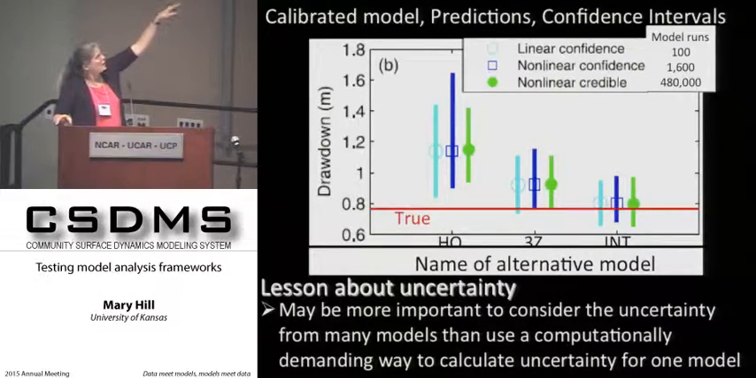What you can see here, the conclusion from this paper, Liu et al. 2012, is that the extra effort to calculate the confidence intervals isn't as important as putting in the effort to consider alternative models.